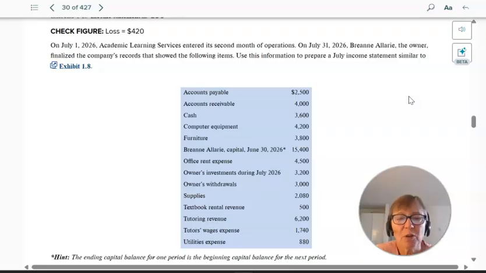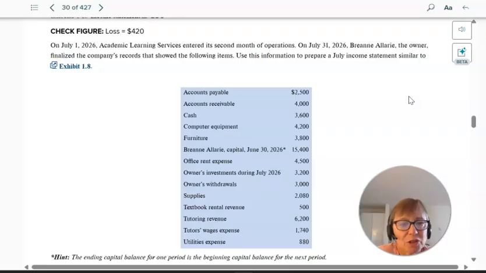Okay, so for example, our first one is accounts payable, which we know is a liability. Accounts receivable, we know is an asset because we're due to receive this money. Our customers owe us this. Cash is an asset, computer equipment is an asset, furniture is an asset. Brienne Capital, June 30th, 2026. So what that's telling us, let's go back and read the detail.